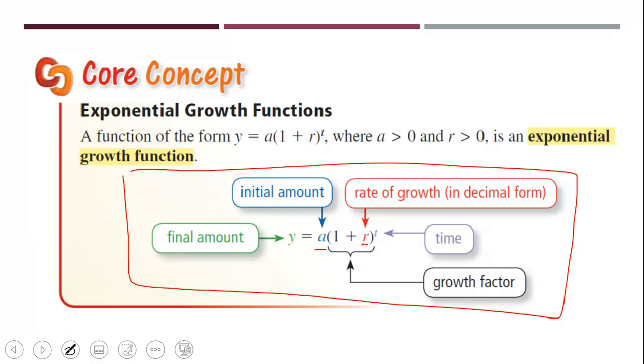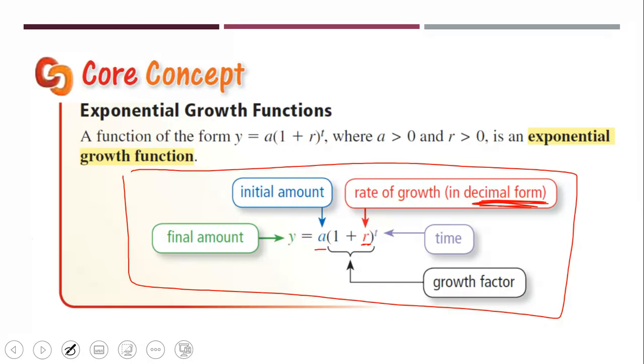R is the rate of growth, and it's important here, notice this, in decimal form. So a lot of times they're going to give it to you as a percentage, and you have to be comfortable rewriting it as a decimal. So that individual R is the rate of growth. The 1 plus R would be your growth factor, and then T represents the time.